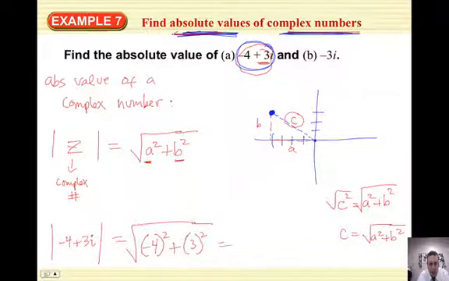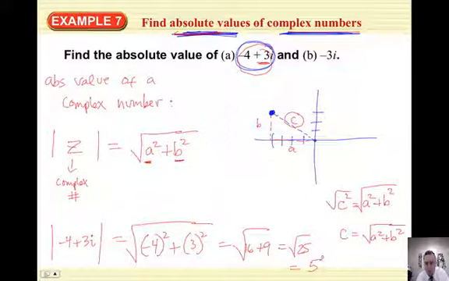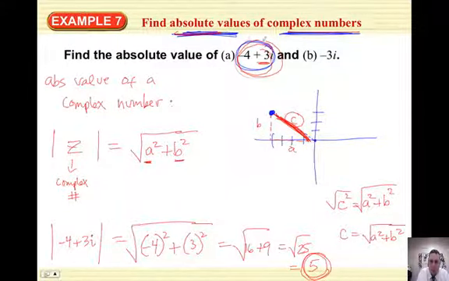Last step: simplify inside the square root. You can't split this up. You can't say square root of this plus square root of this. You have to do the inside first, and that is what? Square root of 16 plus 9, which equals the square root of 25, which is just 5. Only the positive root we want, not plus or minus, just 5. This is how far this is. This is the absolute value of this number right here.